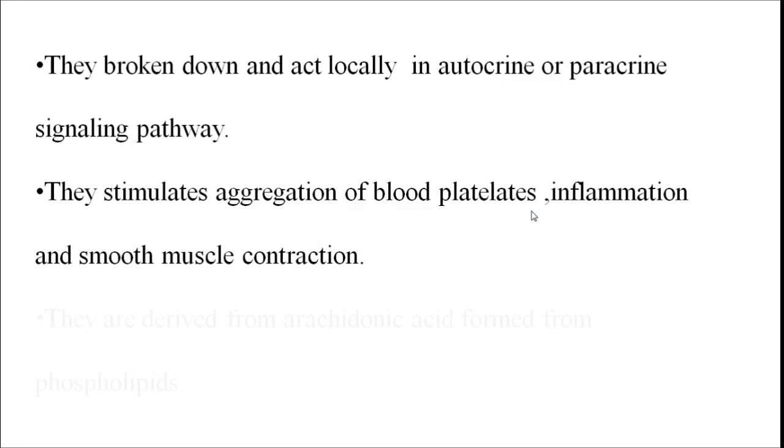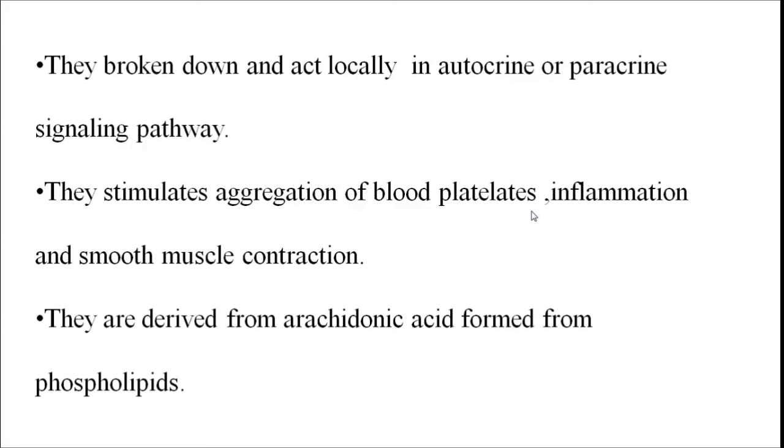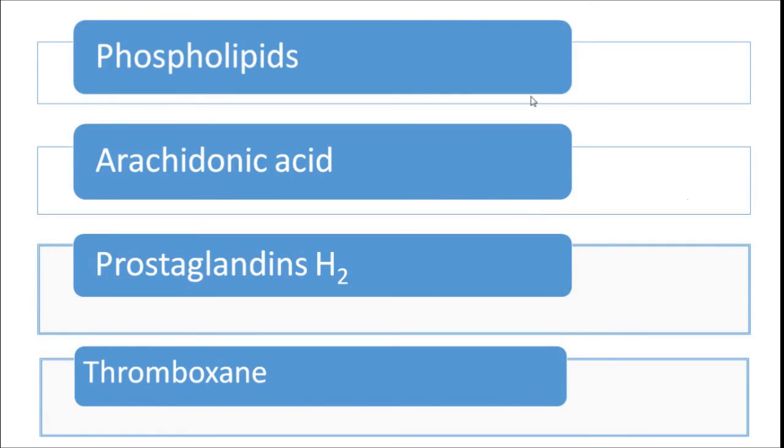contraction of smooth muscles. Now these eicosanoids are mainly derived from arachidonic acid, and this arachidonic acid is derived from the phospholipids. So here you can see these phospholipids can be converted or broken down into arachidonic acid. Arachidonic acid will be broken down into prostaglandin H2 by the cyclooxygenase pathway, and finally it leads to the generation of thromboxane.